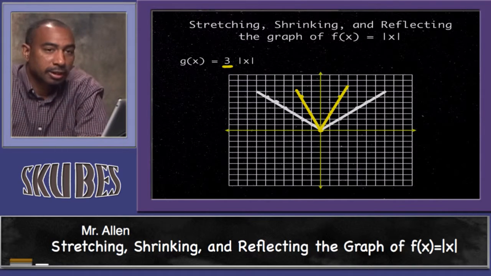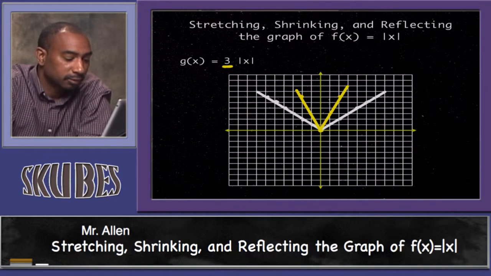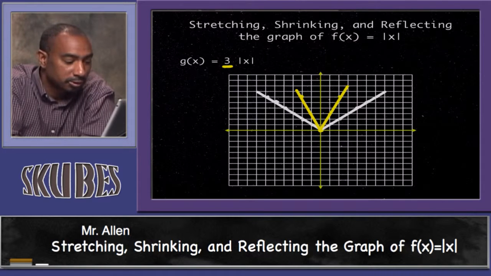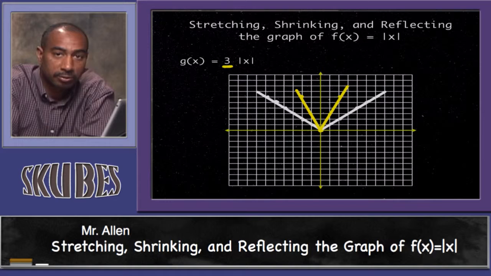And if you look at it, it looks like it shrinks from the original graph. The original graph in white is a little bit wider. So it shrinks by a constant of 3.